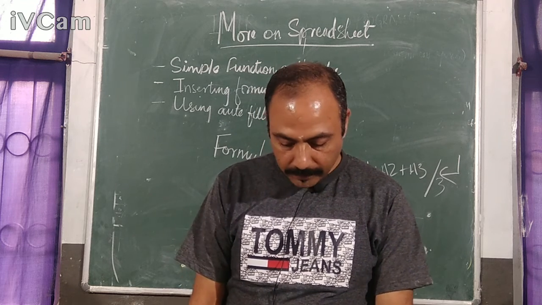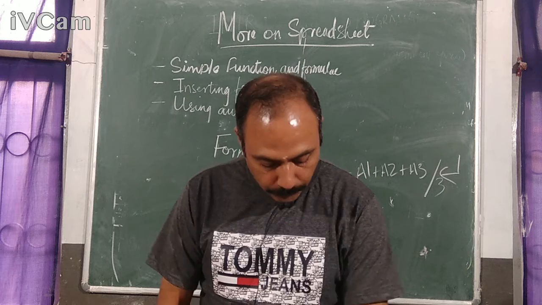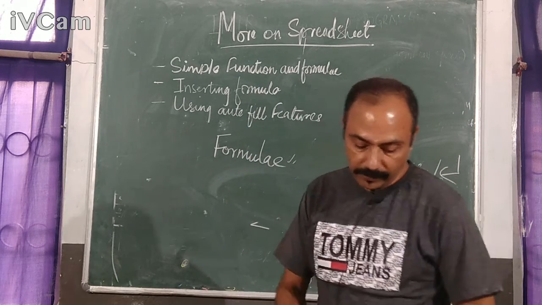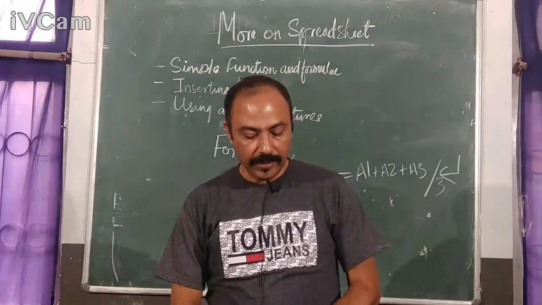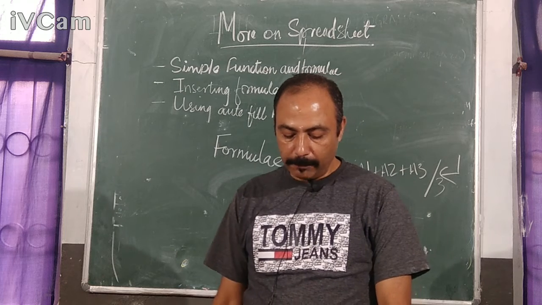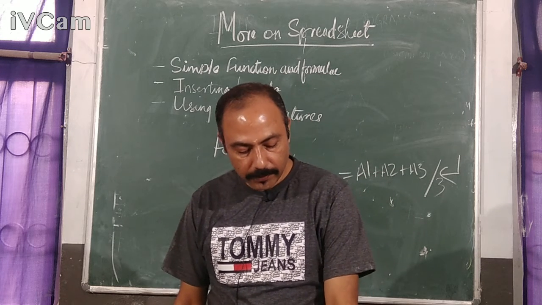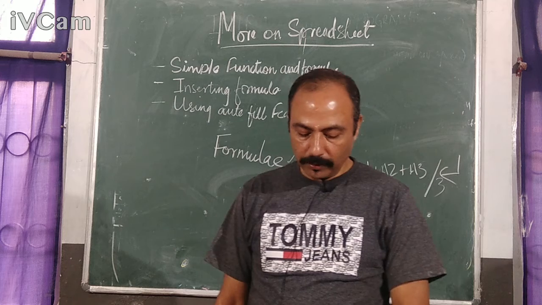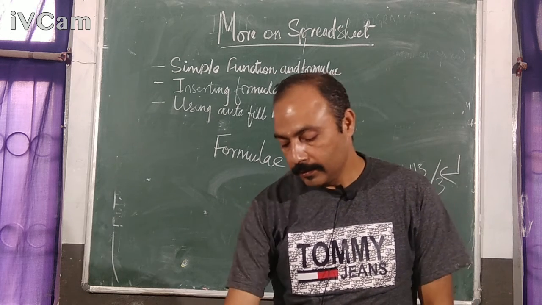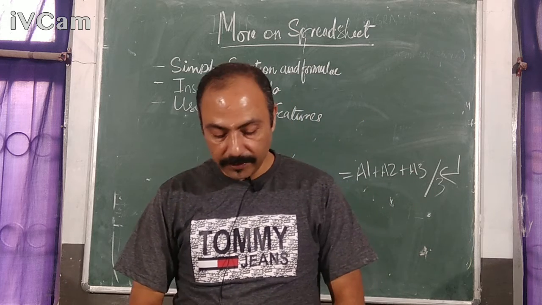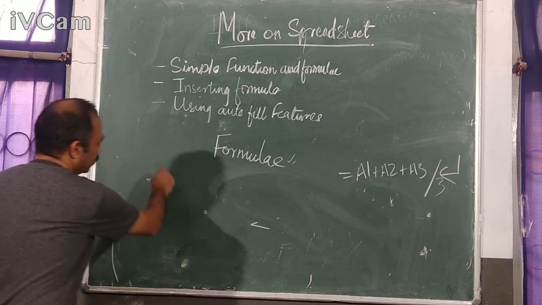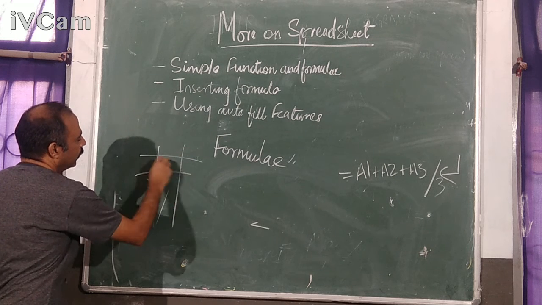Now let us discuss one more feature. What is autofill? The autofill feature in Excel is used to enter data quickly instead of entering it manually. Numbers, names of the months, dates, weeks, and weekdays can be entered easily. In order to use the autofill feature, you have to type one value in the cell. Suppose you write January.